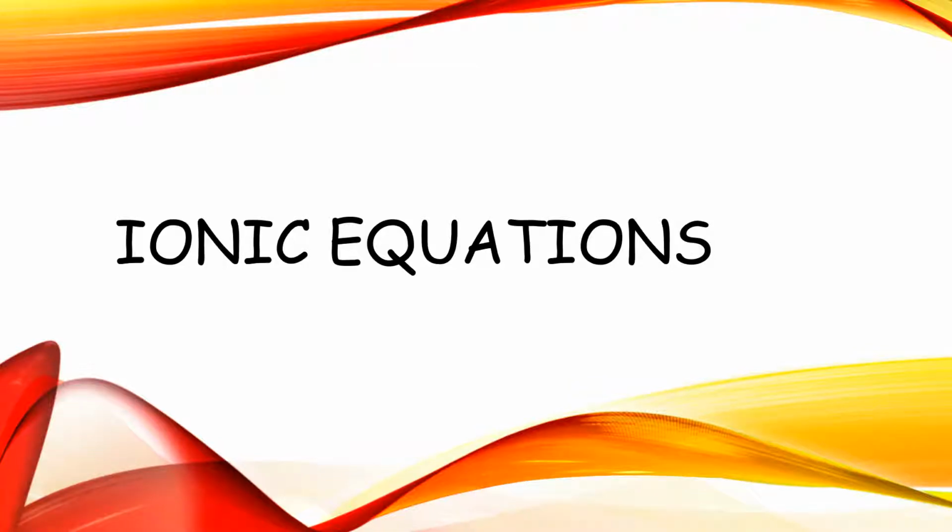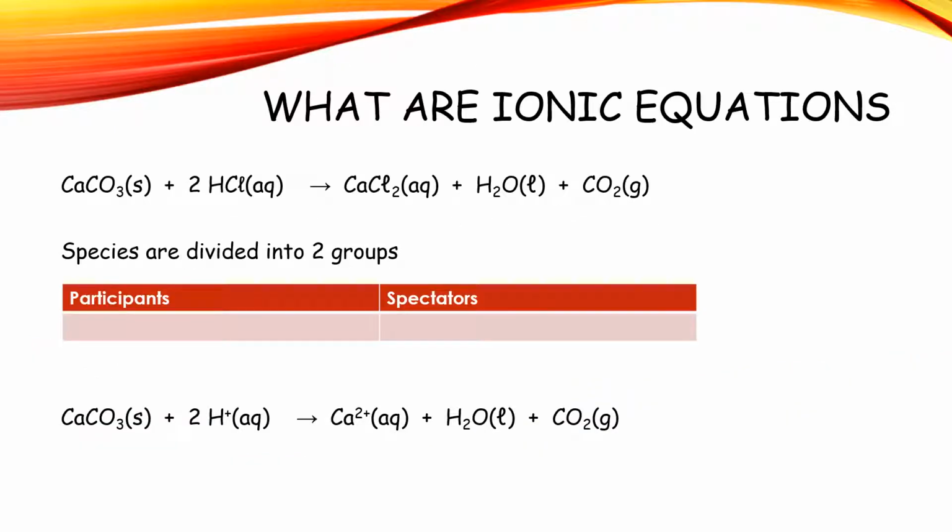In this video, we're going to look at a different way of representing chemical equations, and these are called ionic equations. So what is an ionic equation? An ionic equation is a more accurate way of writing a chemical change that occurs in a solution.